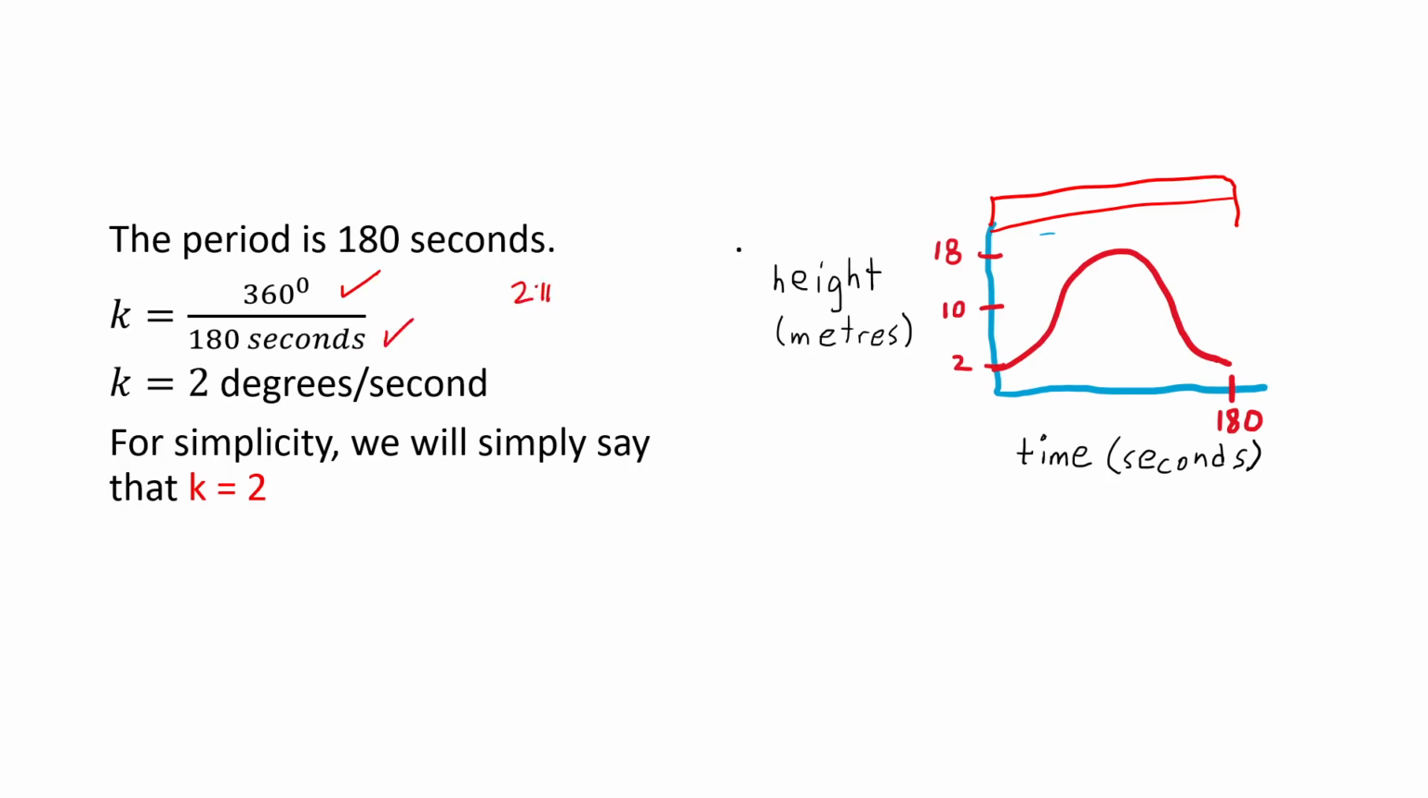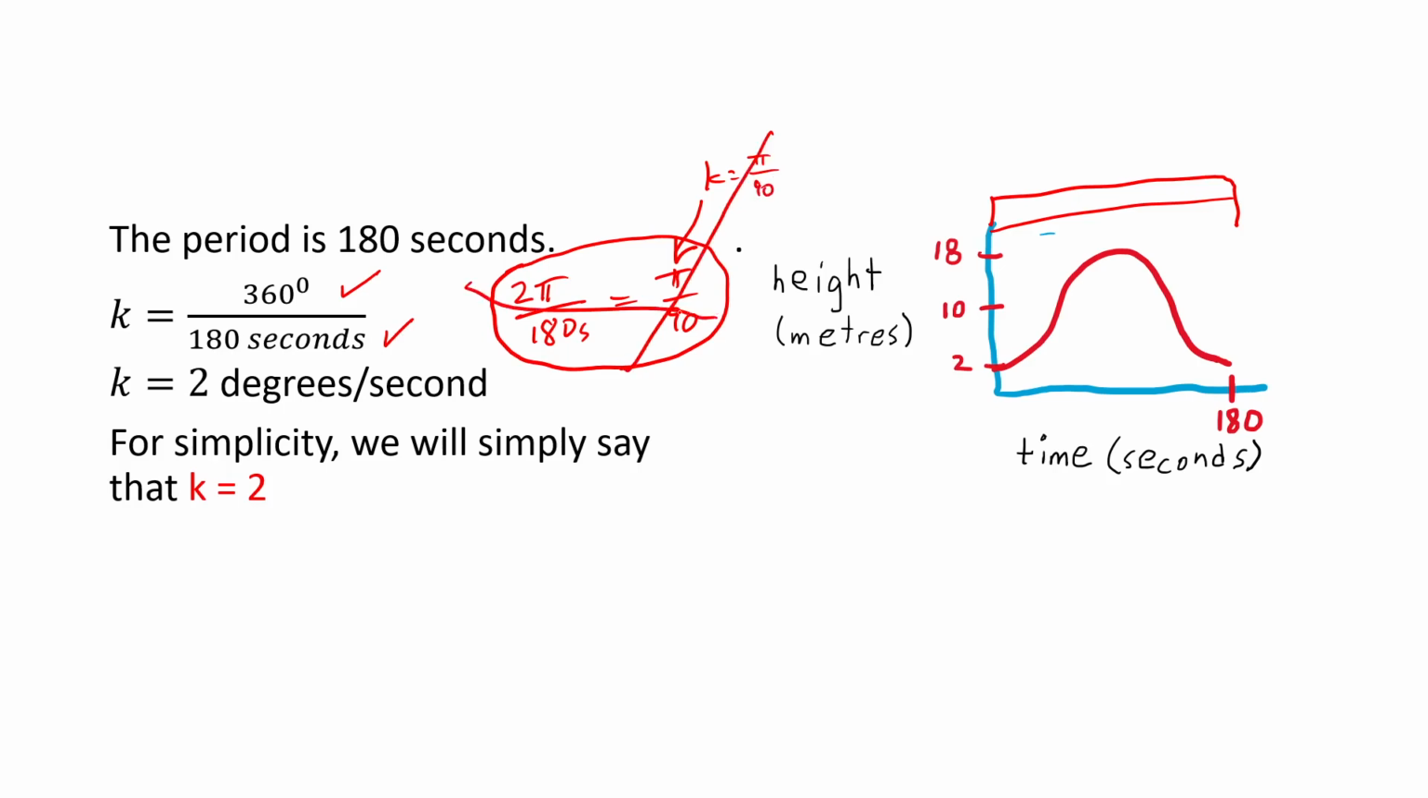Now, we could say that k is equal to 2 pi over 180 seconds and simplify that to pi over 90. But let's use degrees here. Let's put our calculator in degree mode, and rather than having an irrational number for k, let's not use radians, let's use degrees. Say 360 degrees over 180 seconds. And that's going to give us a k value of 2 degrees per second. But for simplicity, we'll just say k equals 2. The units will work themselves out, so long as we continue on using seconds as our time.